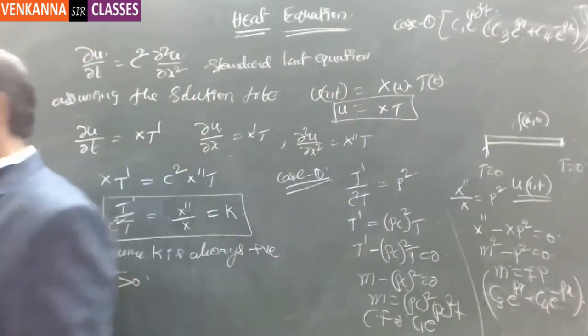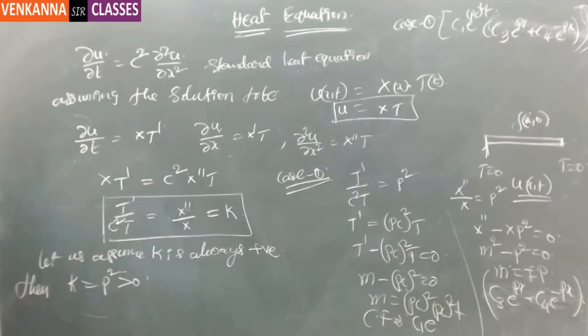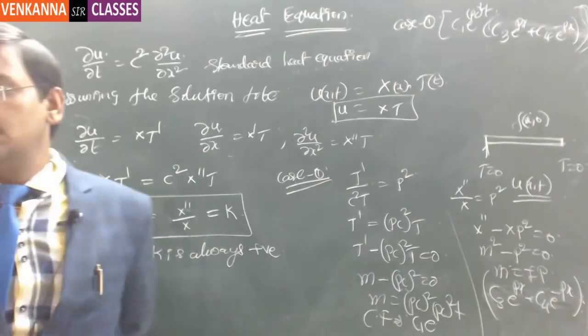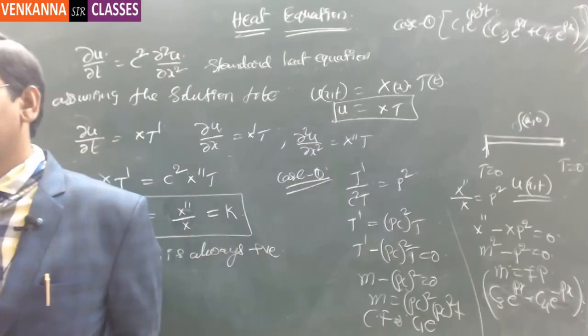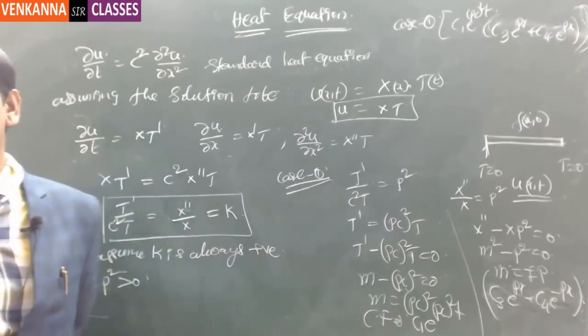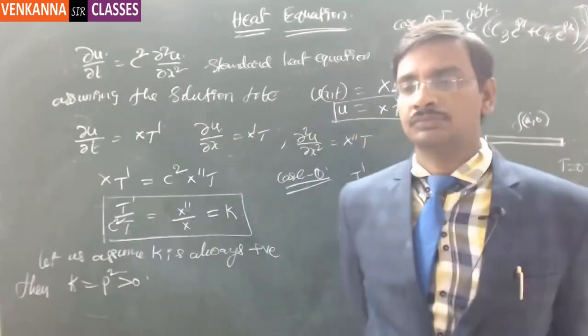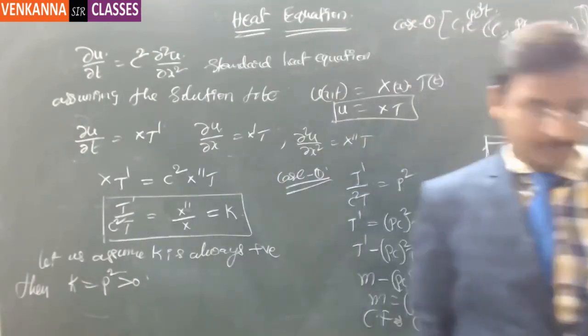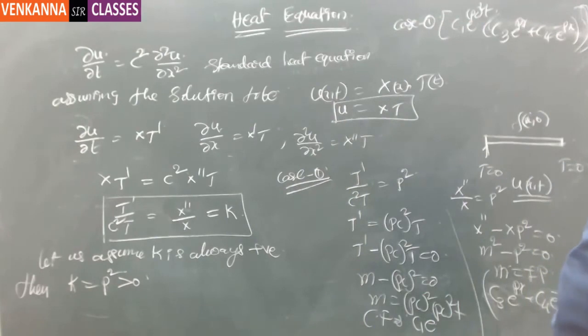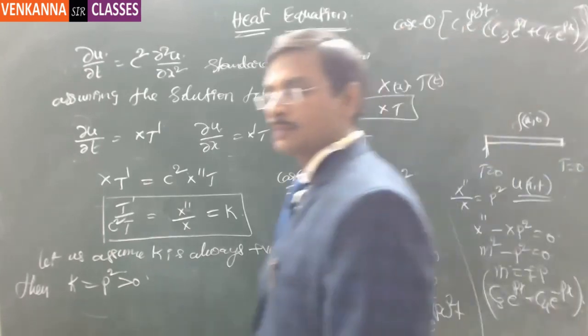Got it? Now we have to take the second case, that is if k is equal to 0, what happens, and if k is equal to negative, then what happens? You note down this is the first case, then I am going to solve for both the two cases. Note it down. Done?